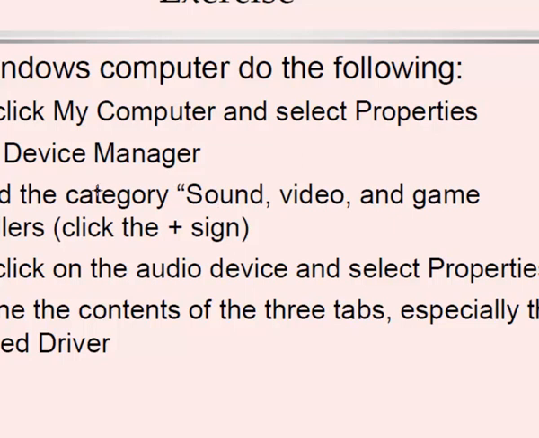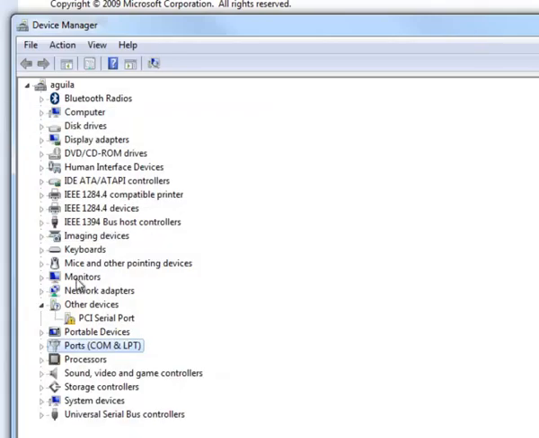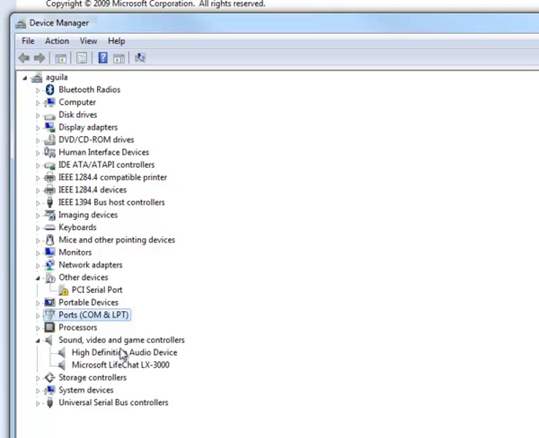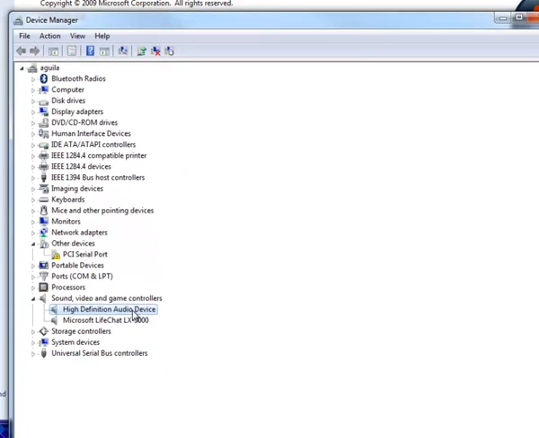Now let's come back here for a second. I wanted you to expand the category sound, video, and game controllers. That is this one right here. So I'll click just to the left of it, and you'll see I have two sound, video and game controllers on my machine. One is this Microsoft LifeChat LX3000, which is a headset. It's the one I'm using to record this video on. And the other is just called High Definition Audio Device, and basically this is the sound card that has the speaker out and the record in and the line in jacks on the back of my computer.